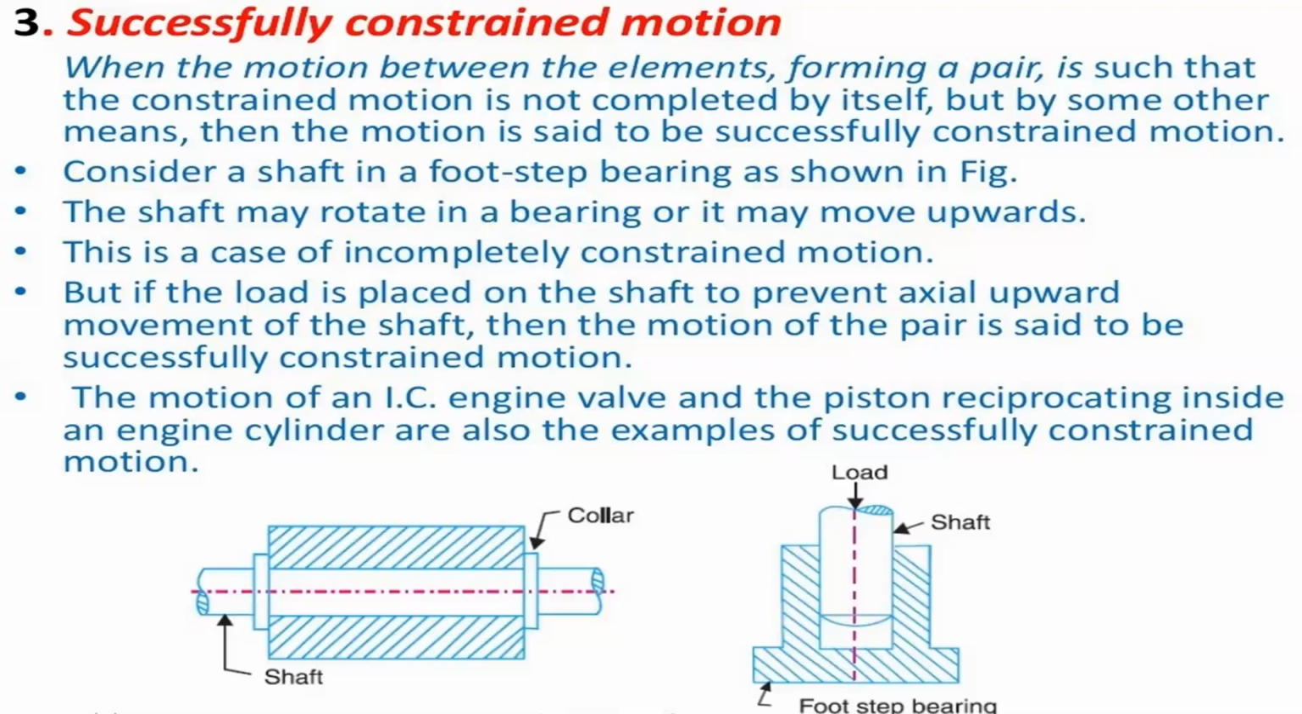Next, the motion of an IC engine valve and the piston reciprocating inside a cylinder are also examples of successfully constrained motion. So these are all the different examples of the different types of constrained motions.